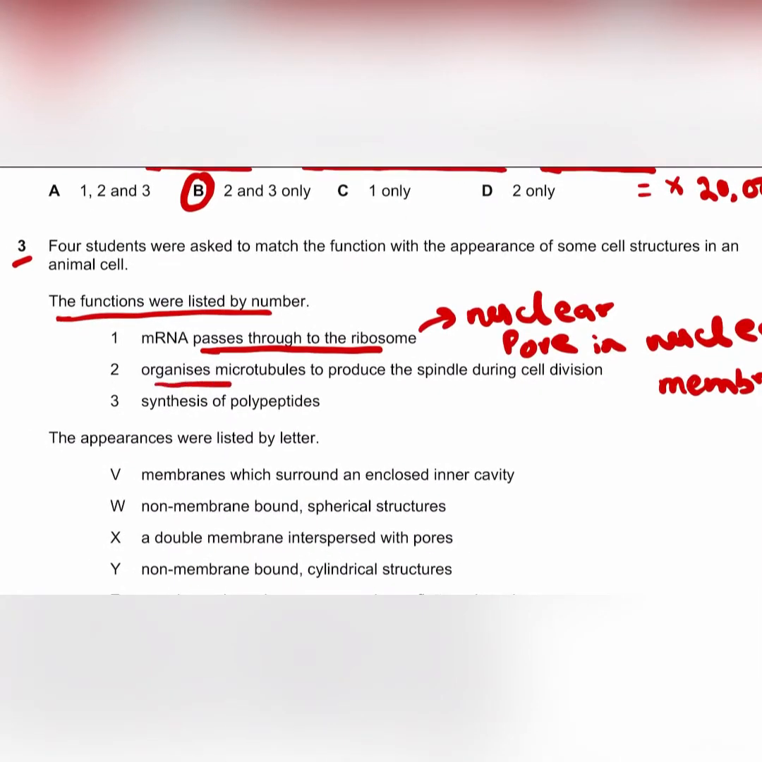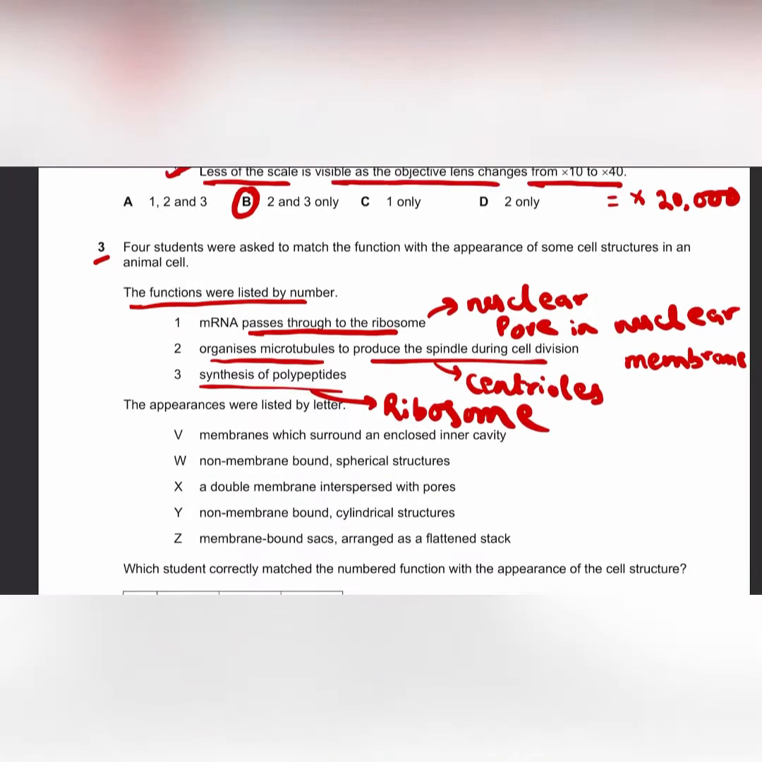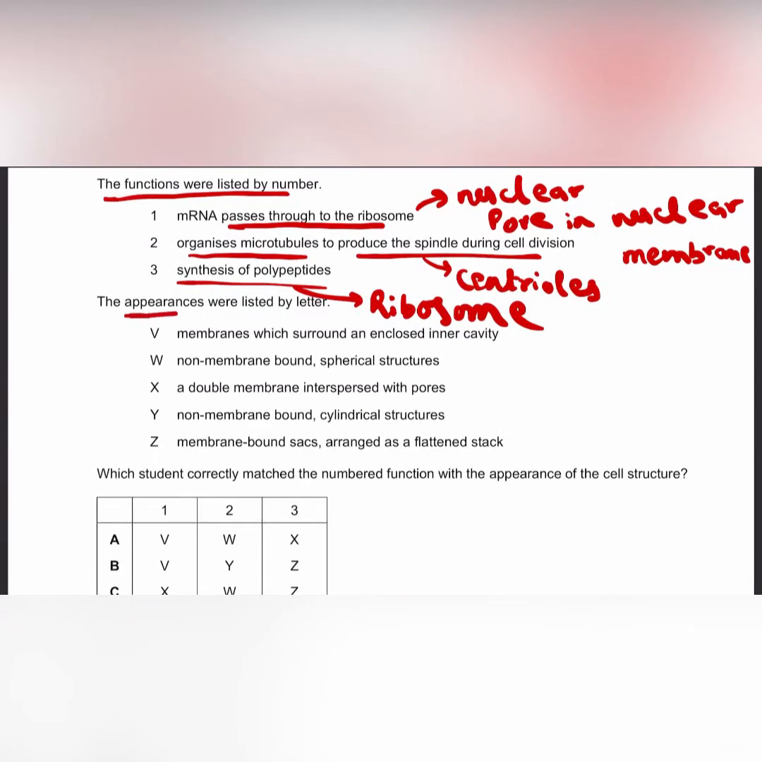Organizes microtubules to produce the spindle fibers during cell division. This is done by centrioles. This is the function of centrioles. Synthesis of polypeptides is the function of the ribosome, as you all know. Okay, fine. Let's move on to the appearances.